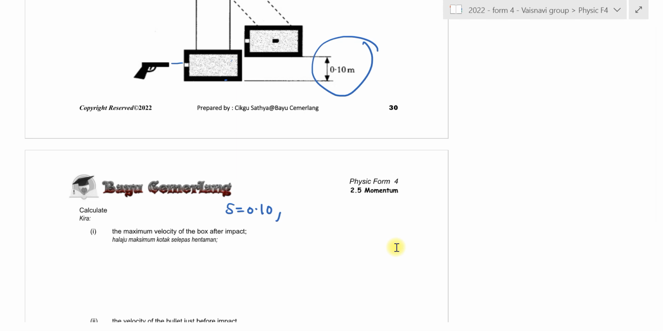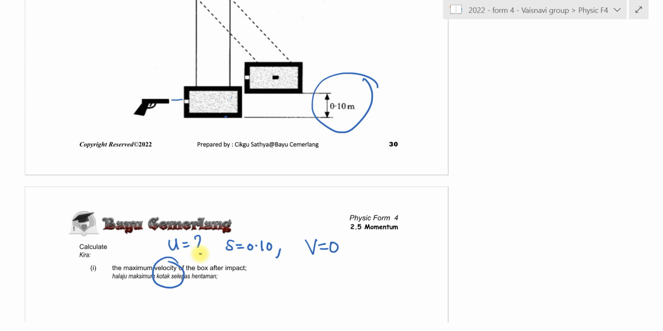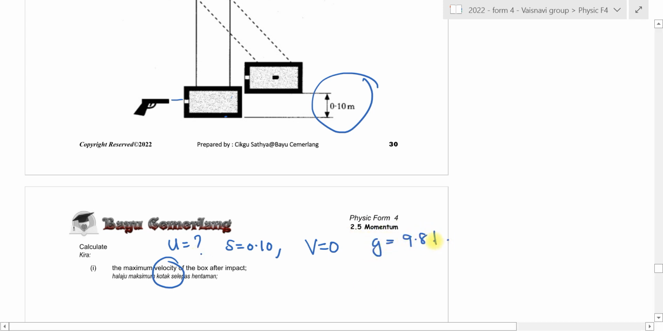Okay. So, apa yang dia tanya sebenarnya saya pun kurang faham. Sebab dia tanya maximum velocity, tapi when you reach the maximum height, the velocity is supposed to be 0. So, your V definitely 0 after reaching the maximum height. So, that means they are asking what is the U. What is the U? Because when you reach something at the maximum height, your V equal to 0. And this is a vertical motion, so your G is fixed to 9.81 as usual.